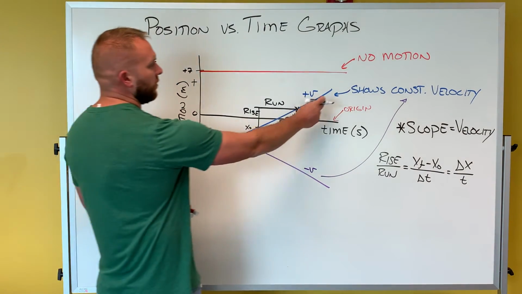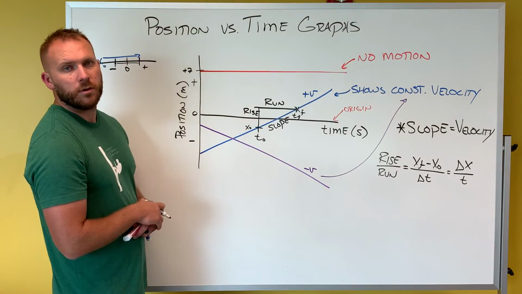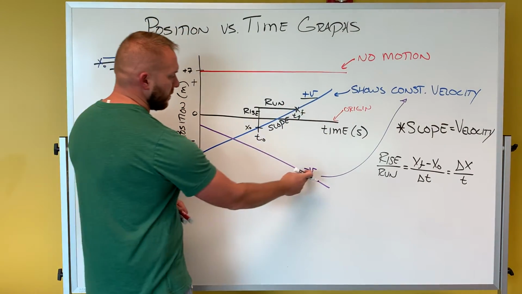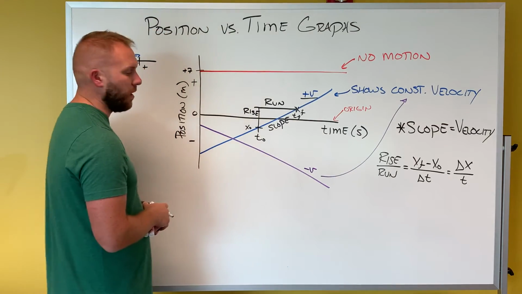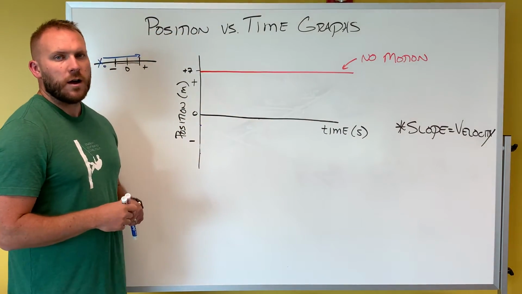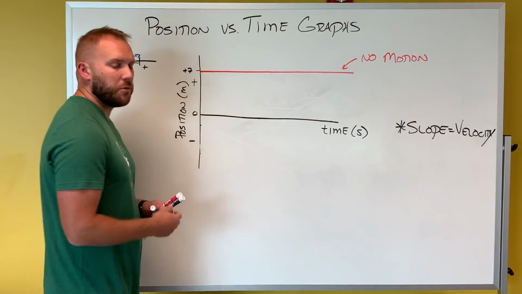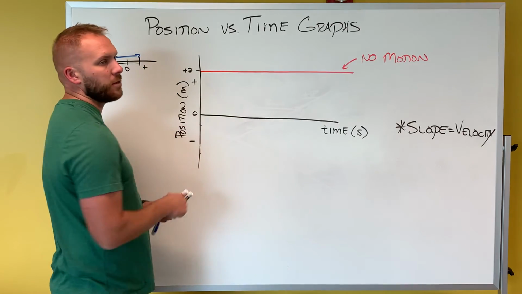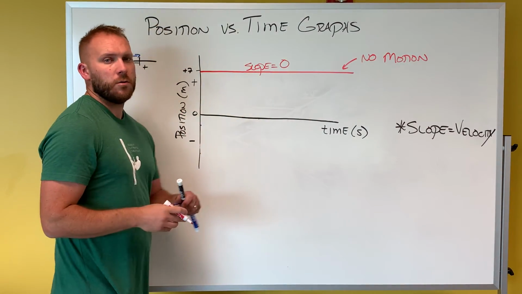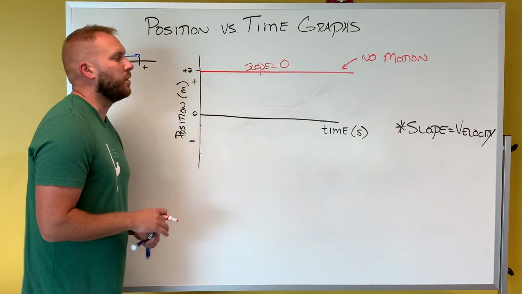So I can say that this shows a constant velocity because it has a constant slope. And it's a positive velocity because it's a positive slope. This is a negative constant velocity. It's a constant slope, but it's in the negative direction. I forgot to mention that this also shows no motion for the fact that when we have a flat line like this, the slope is 0. And a slope of 0 tells me that there is 0 velocity, so it's not moving.